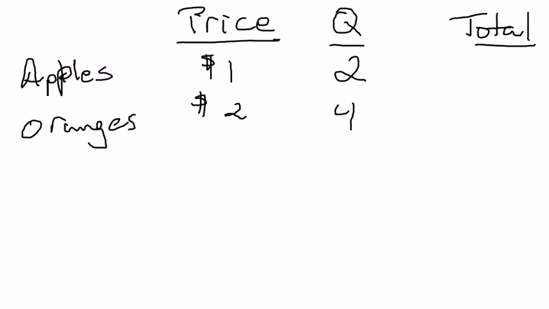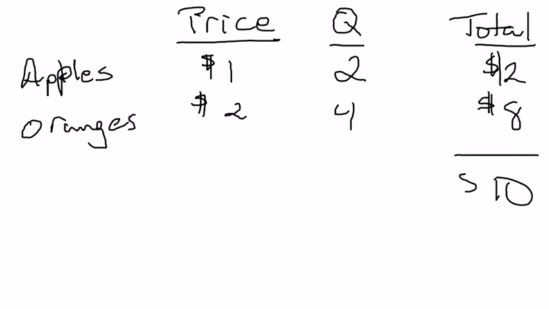And so let's see, what's total spending on apples? It's $1 per apple times 2 apples, so it's $2. What's total spending on oranges? It's $2 per orange. There's 4 oranges, so that's $8. And that means GDP is going to be 2 plus 8, or $10. So GDP equals $10, because it's the total amount of economic activity that's occurring out there in the economy. Okay, it's the total amount of spending.